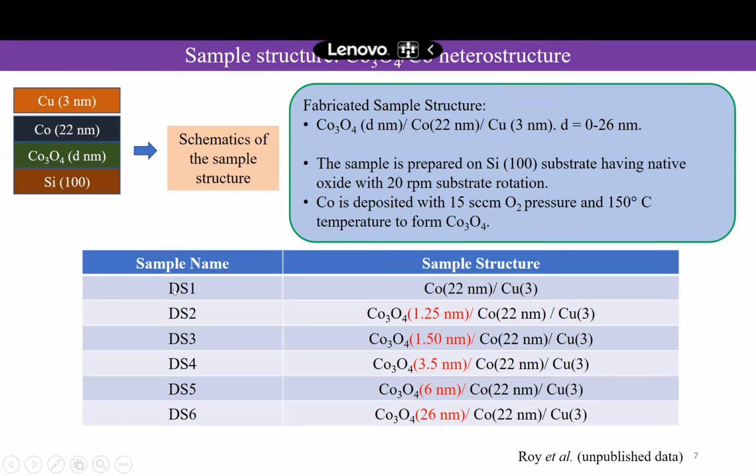The first sample, DS1, has cobalt with 22 nanometer thickness and copper as the capping layer. In case of DS2, we have introduced the Co3O4 layer, which has a thickness of 1.25. From DS2 to DS6, we are varying the thickness of the Co3O4. Our ferromagnetic layer thickness, cobalt, as well as the capping layer thickness, copper, is fixed.